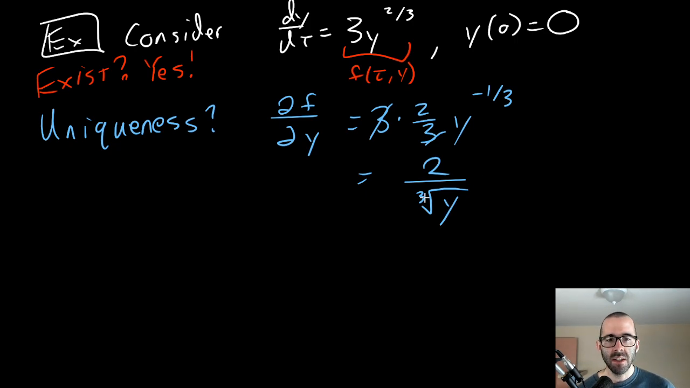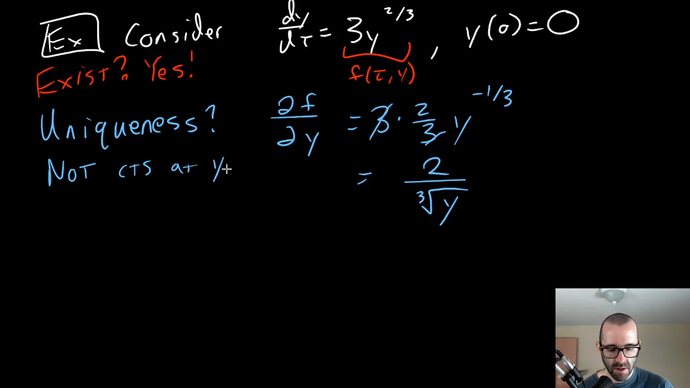And this is not continuous for all values of y. Specifically when y is equal to 0, we shoot off to infinity. So that's a break in continuity. So it's not continuous for all y. And specifically, the partial derivative is not continuous at our initial condition.